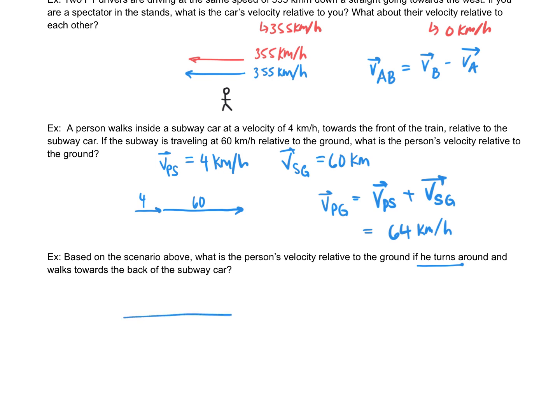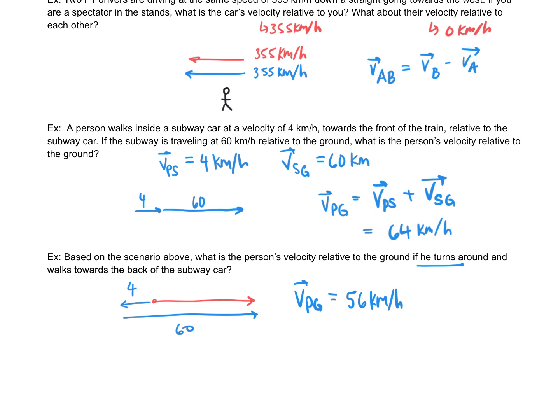So now we still have the subway going 60 kilometers per hour, but now we have the person going in the other direction, 4 kilometers per hour. Our resultant velocity is this. It's still going to look like the person's walking forward. It's still going in the same direction as the subway, but it's going to look a little slower because going in the opposite direction counteracts the forwards from the subway. So now the velocity of the person relative to the ground is going to be 56 kilometers per hour because we're subtracting the 4 because it's going in the other direction.